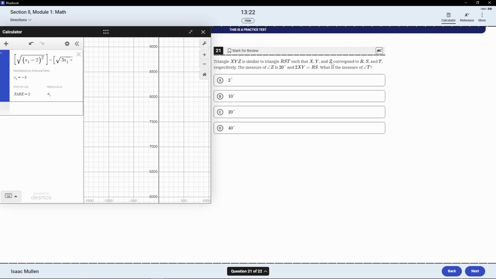Well, if you read here, Z and T correspond, and in similar triangles, the corresponding angles are going to be the same. The measure of angle Z is 20. What is the measure of angle T? Notice how I'm skipping over this part. This tries to throw you off, thinking you need math, but you don't. It's similar. T and Z are going to be the same, so it is therefore 20.